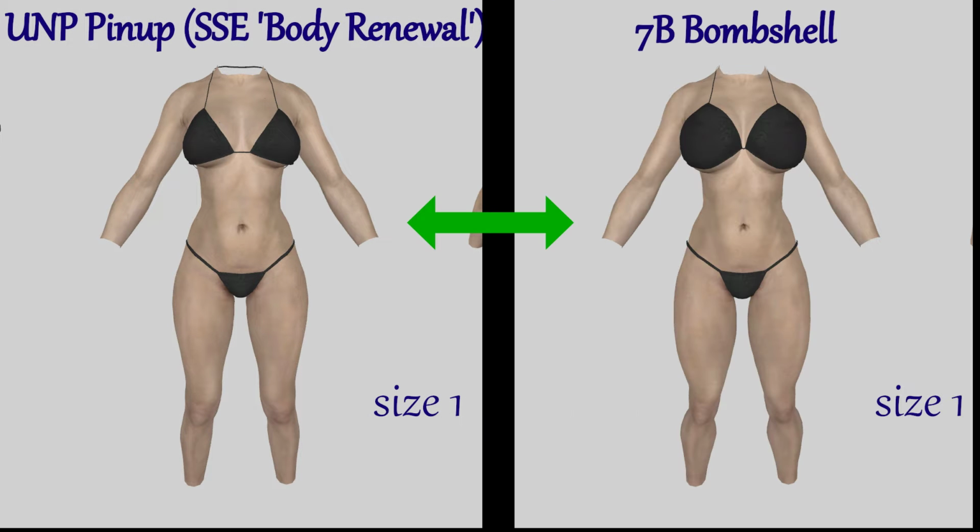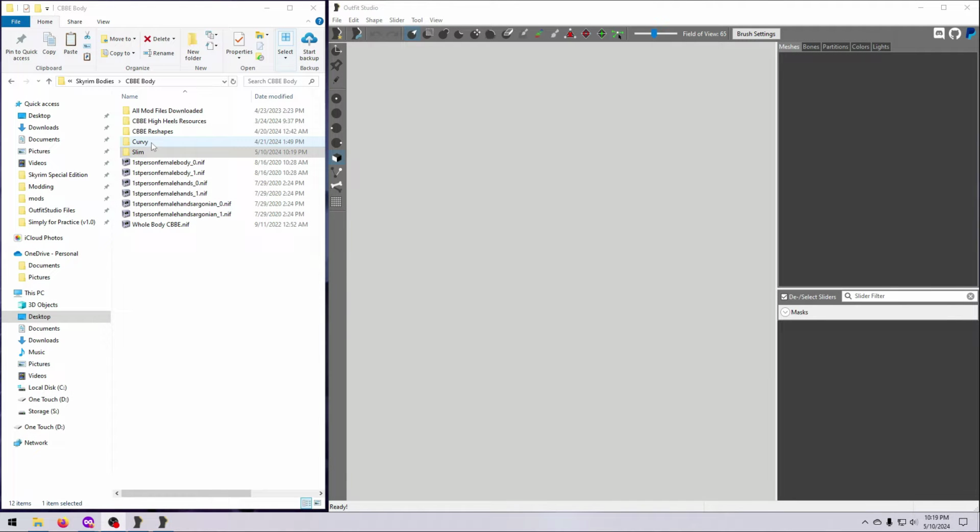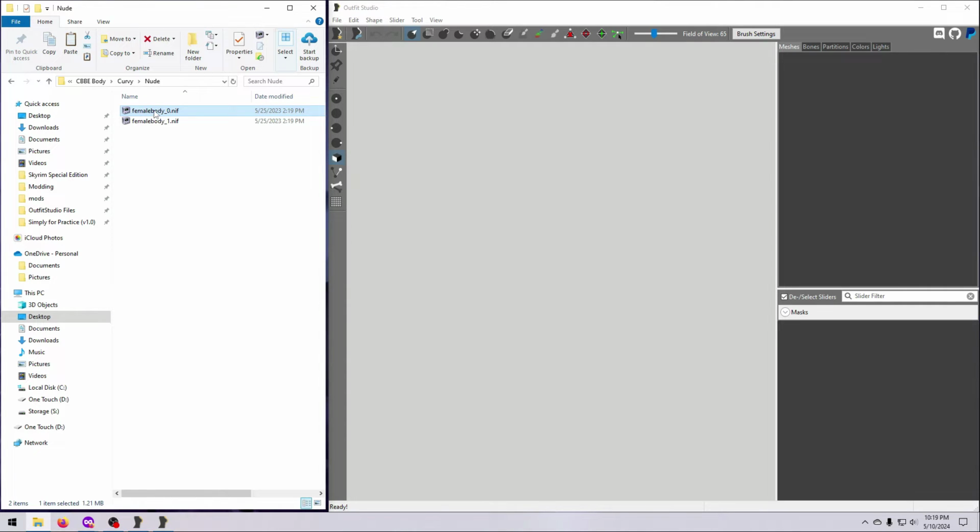If you just want to turn one body variation into a different one, say a CBBE Curvy outfit into a CBBE Slim outfit, then it's easy to make body sliders between the 2 shapes as long as no vertices have been removed from either one. Here is how you can make a CBBE Curvy to CBBE Slim slider.